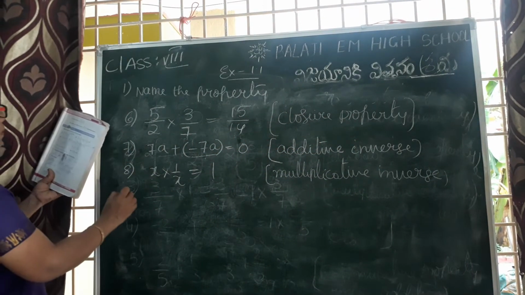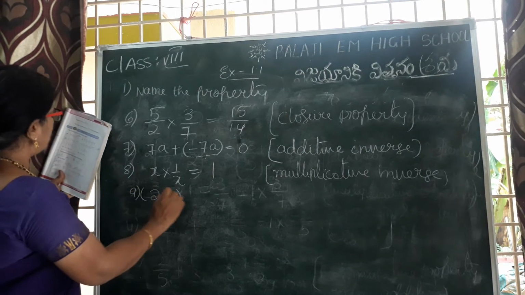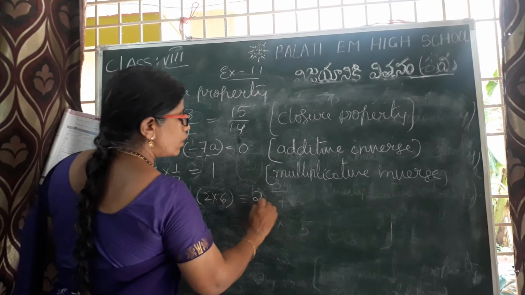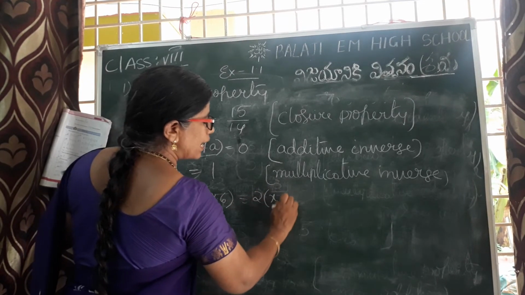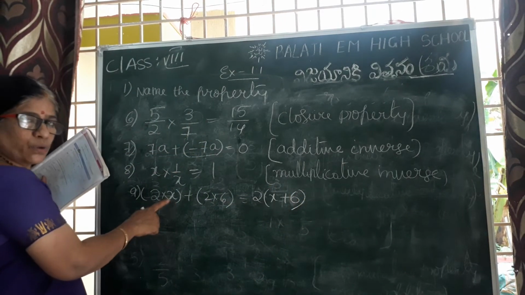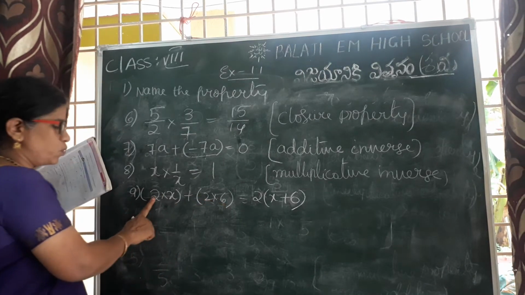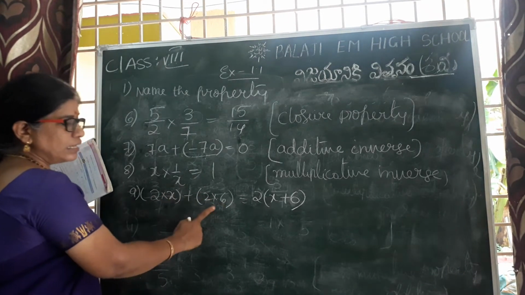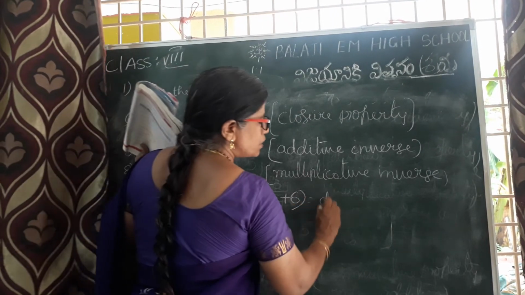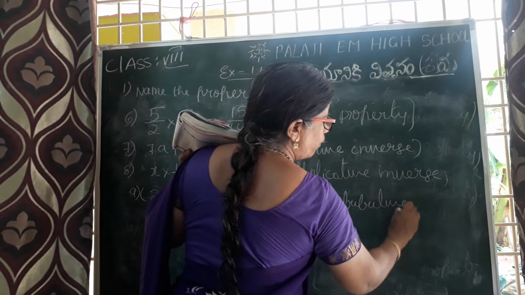Eighth one is multiplicative inverse. Coming to the ninth one, you have 2 into (x + 6) is equal to 2 into x plus 2 into 6. See, here 2 is multiplied with x to get one rational number, and you are adding that to 2 into 6, which means the 2 is distributed over the addition. So here 2 into (x + 6) is the distributive property. The next one is a distributive property.